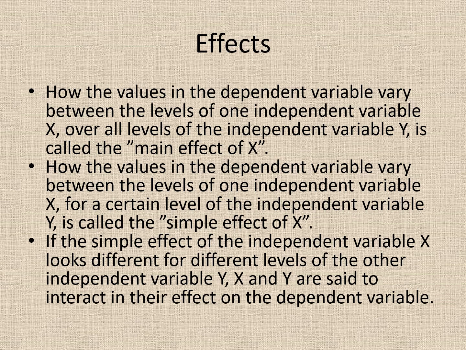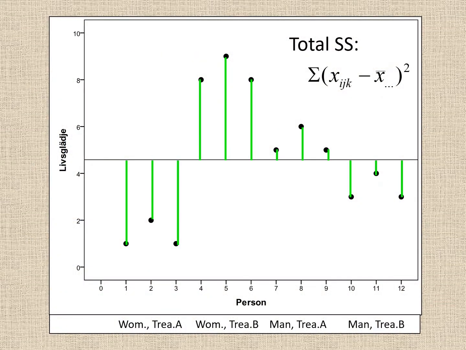So let's have a look here. So we have female and male patients, and they get either treatment A or treatment B. So we have 2 by 2 here. So it becomes 4 groups. And we measure life satisfaction. We have 3 individuals in each group, and we measure the life satisfaction. And we get data like this.